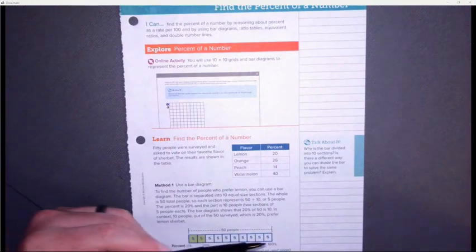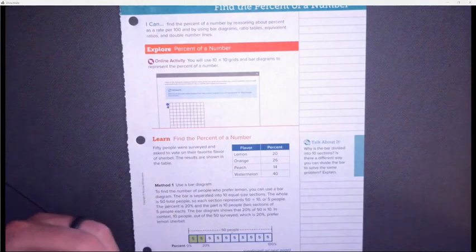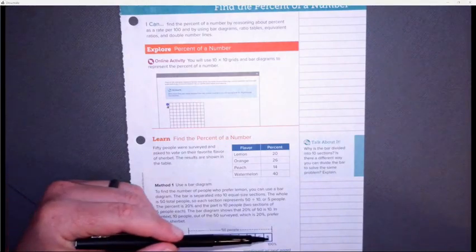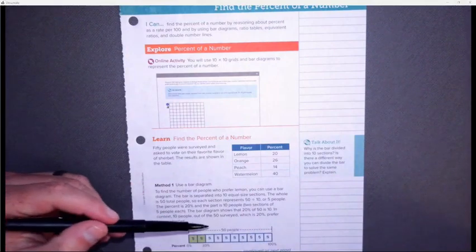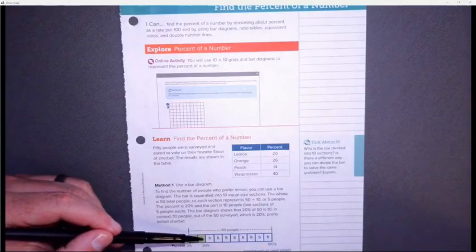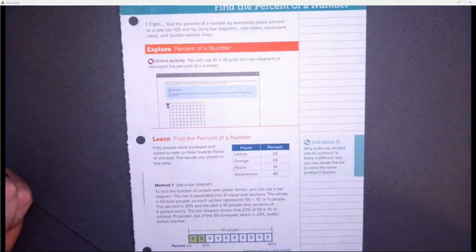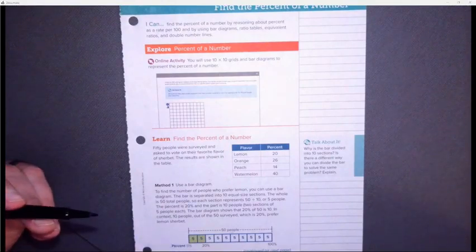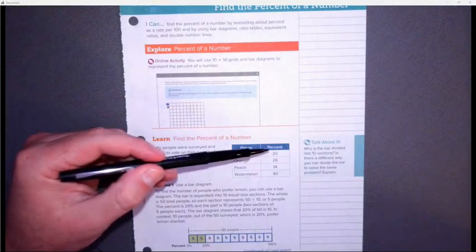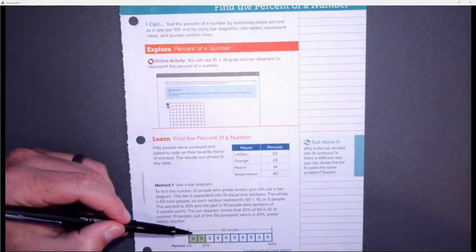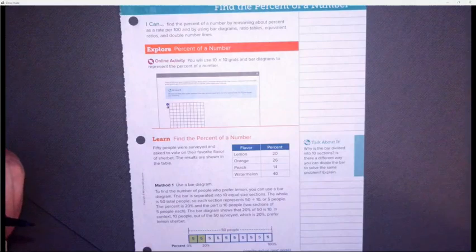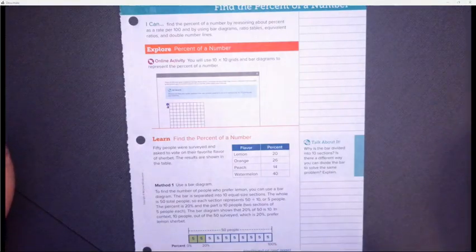Now, the total people surveyed was 50 people. So 100% is all 50. 0 would be no people. So we need to divide our 10 boxes by the 50 people. So each box is 5 people. So one box is 10%, which is 5 people. And since lemon was 20%, we need to look at 2 boxes, which is 20%. So 10 people prefer lemon sherbet.